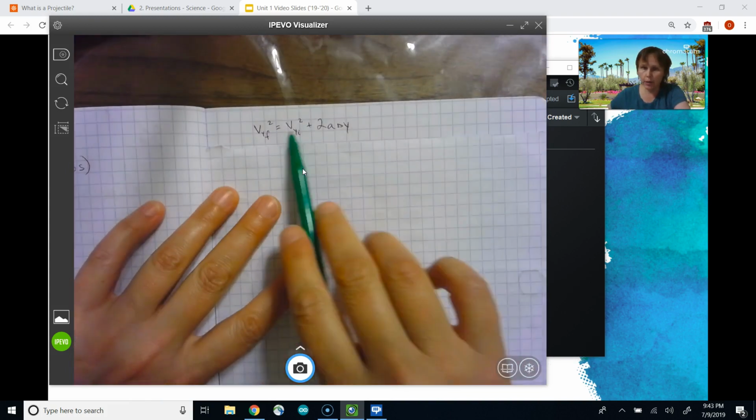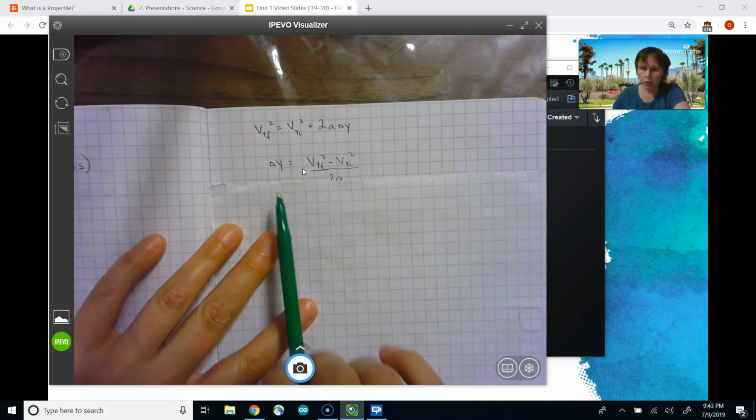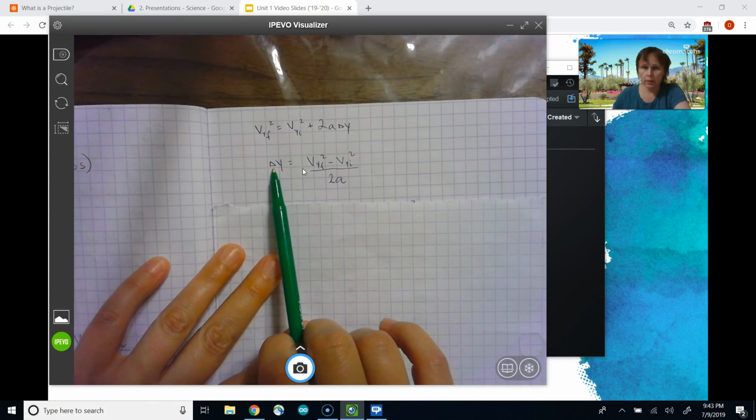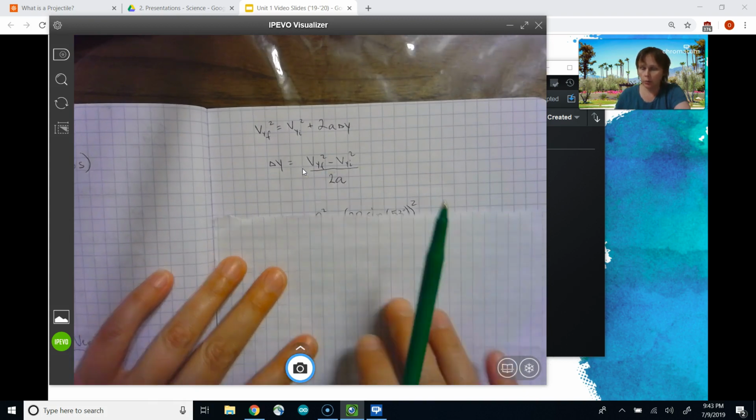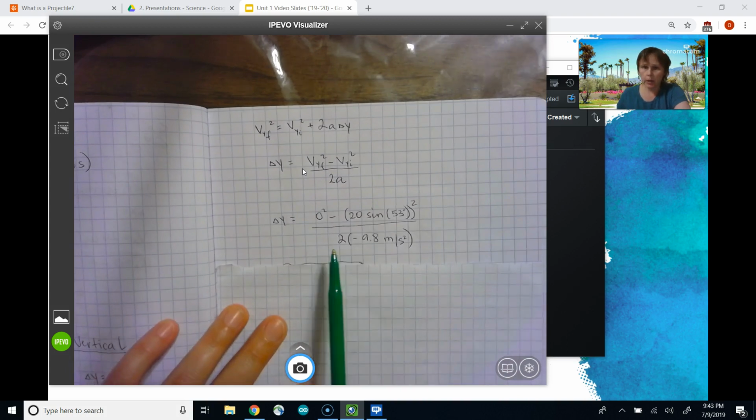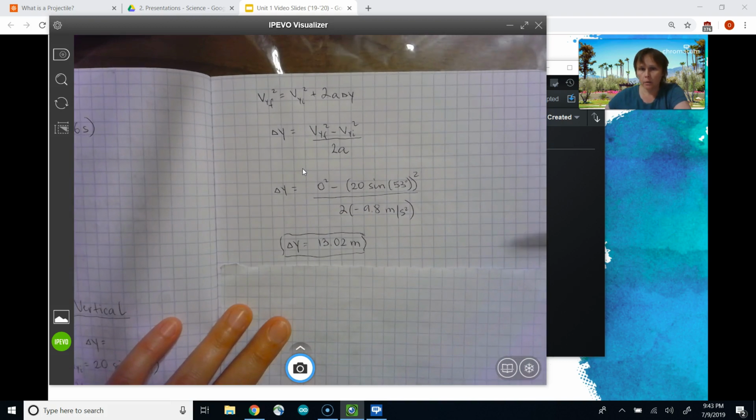We're going to write the formula for the vertical motion, and we can find that the change of motion is going to be the difference of the velocities, and we plug in the numbers. We can find that the change of vertical position, or the height, is going to be 13.02 meters.